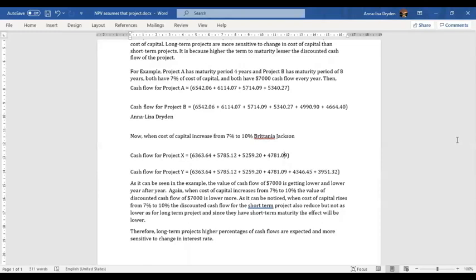A little formula that you can take with you is that the net present value is equal to the total present value of inflows minus the total future value of outflows. We thank you. We were Annalisa Dryden and Britannia Jackson, and this is question 1.